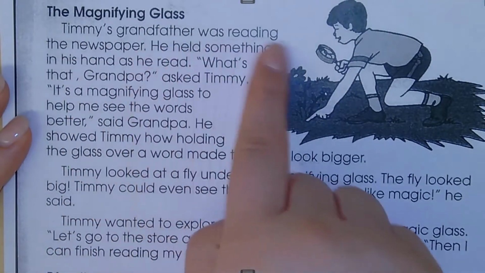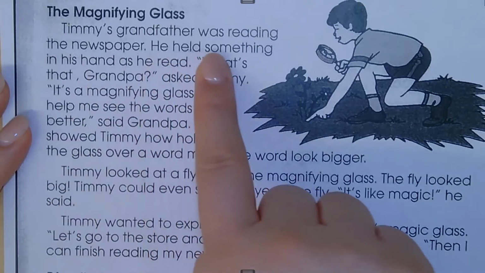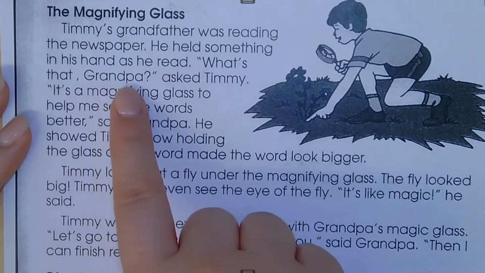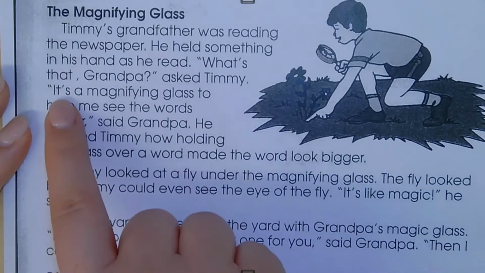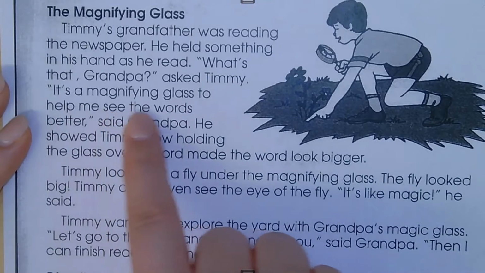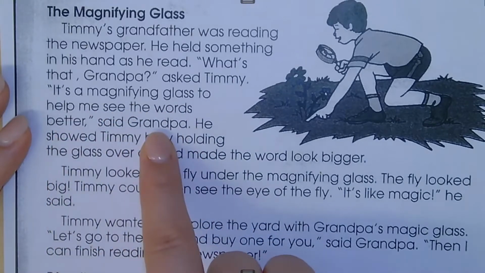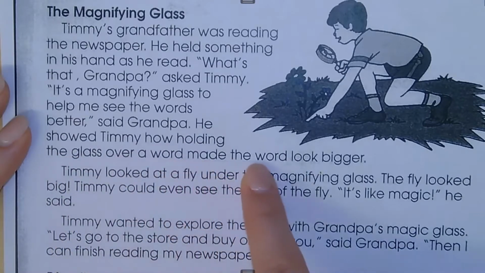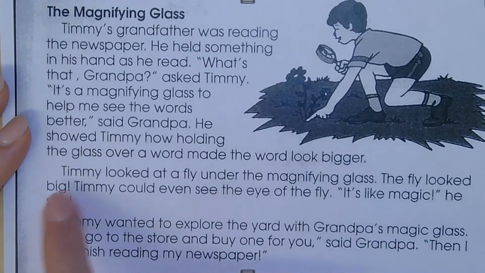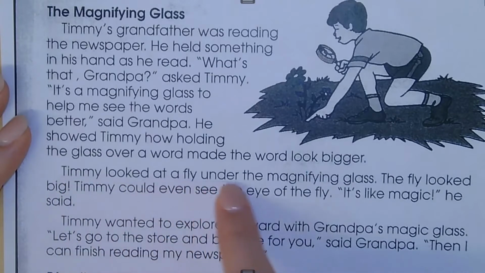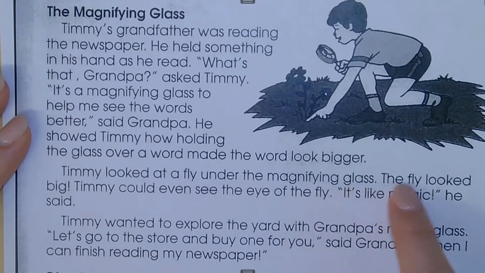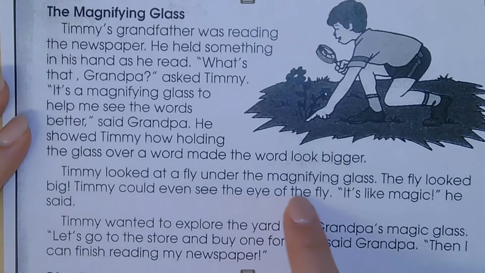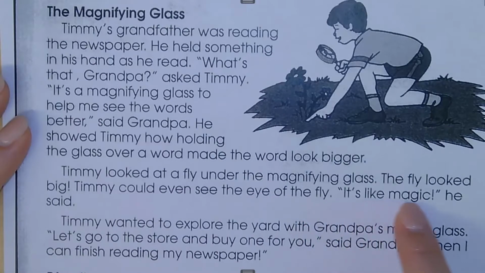Timmy's grandfather was reading the newspaper. He held something in his hand as he read. "What's that, Grandpa?" asked Timmy. "It's a magnifying glass to help me see the words better," said Grandpa. He showed Timmy how holding the glass over a word made the word look bigger. Timmy looked at a fly under the magnifying glass. The fly looked big. Timmy could even see the eye of the fly. "It's like magic," he said.